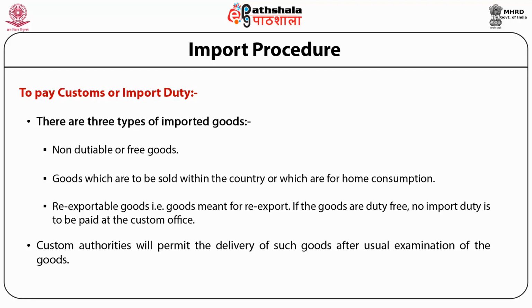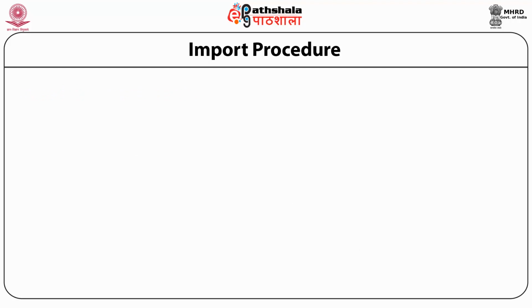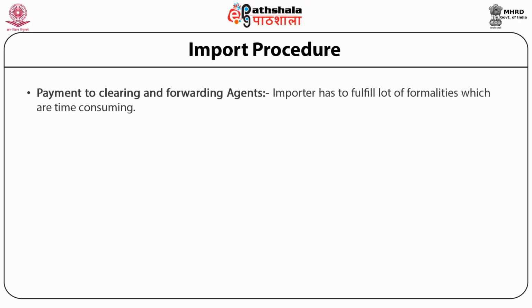But if the goods are liable for duty, the importer has to pay customs or import duty, which may be based on the weight or measurement of goods, called specific duty, or on the value of imported goods, called ad valorem duty. The next step is payment to clearing and forwarding agents.